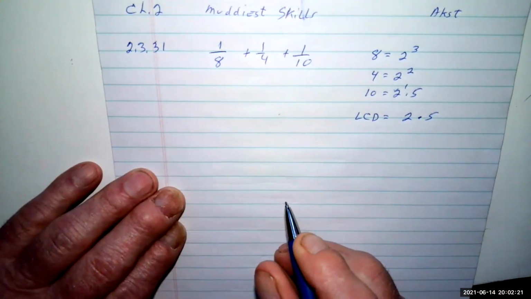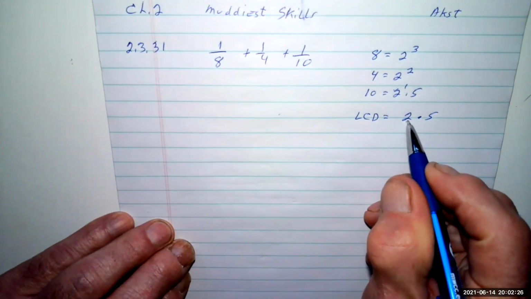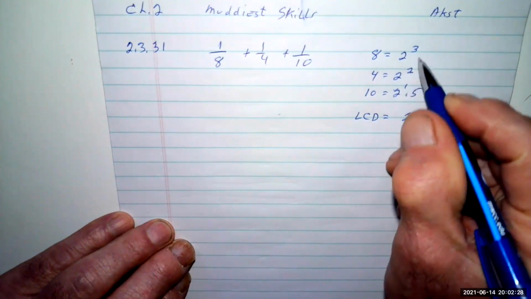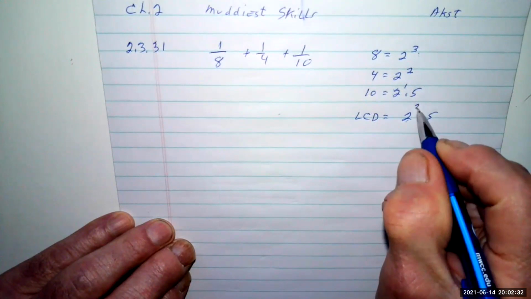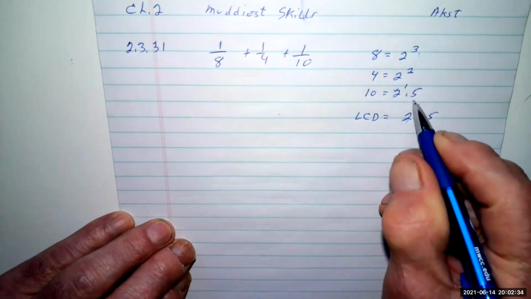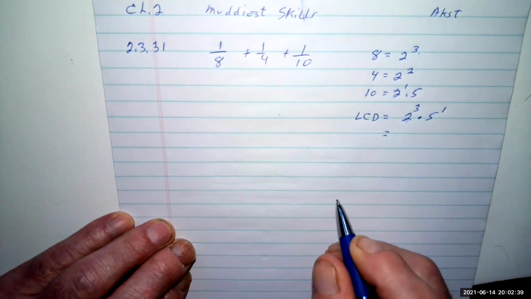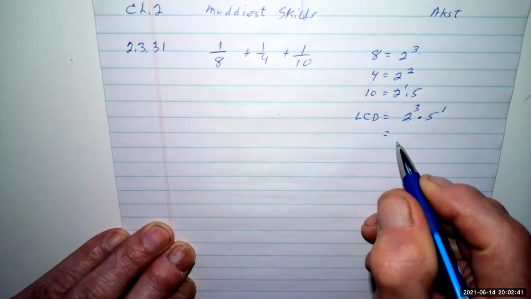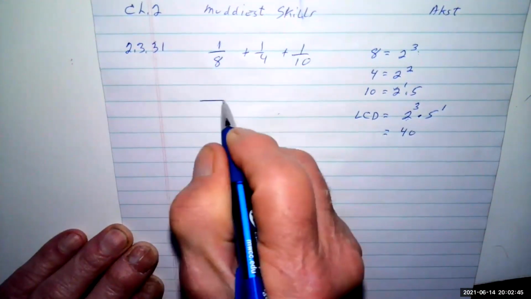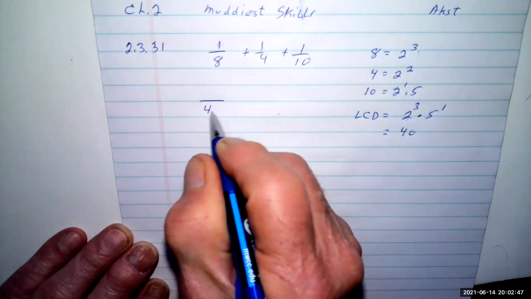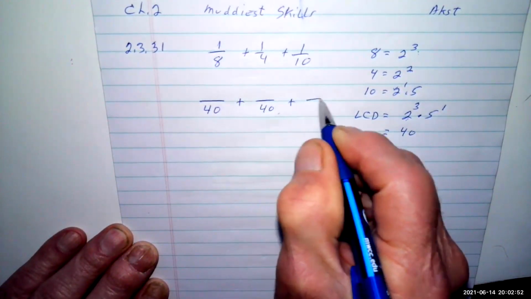And then for the final step, we want to know the most times we see the base 2 in any one of the three places. The most we see it is 3 times, so that's the power. The most we see the 5 is once, so therefore the LCD is nothing more than 2 cubed, or 8, times 5, or 40. We now want to change each of the fractions over into equivalent fractions whose denominator is 40.